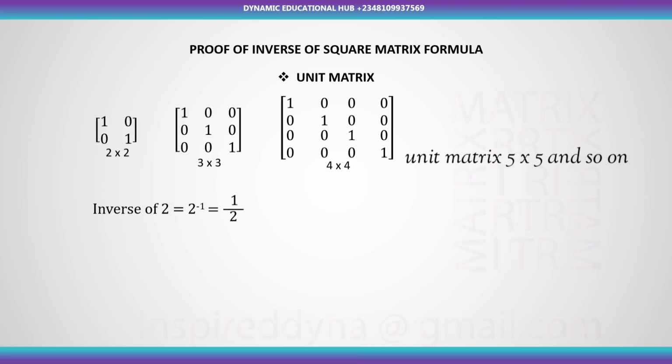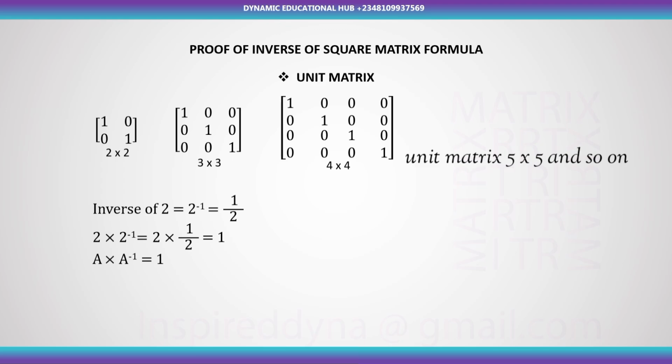Now if you find the inverse of any number, it means you are raising the power of that number by -1. So inverse of 2 is going to be 2 raised to the power -1. Using indices, 2 raised to the power -1 is going to be 1 over 2. Now when you multiply a number with its inverse, what are you getting? 2 multiplied by 2 raised to the power -1, the inverse of 2, so we are going to get 1. This is the basics of our proving derivation.